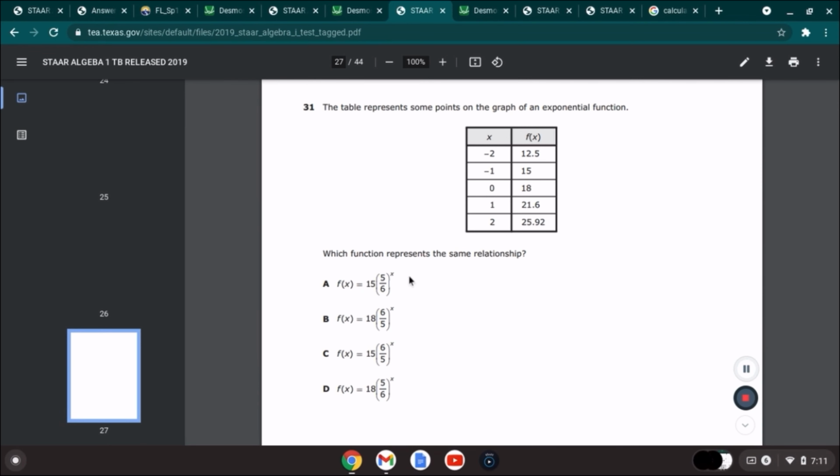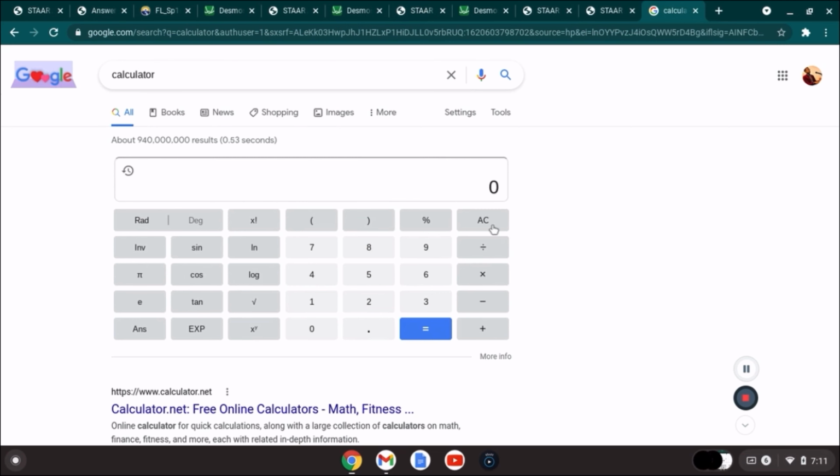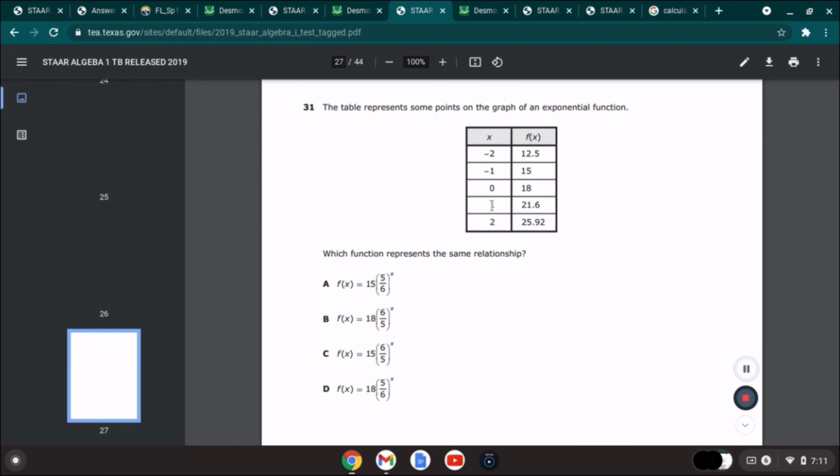So remember, 18 times 6 over 5 raised to the first power. Let's start with 6 over 5. Now we're going to raise it to the 1 power, which is itself, and times 18 gives us 21.6. Here we have 21.6. So right off the bat, we could go ahead and go B.